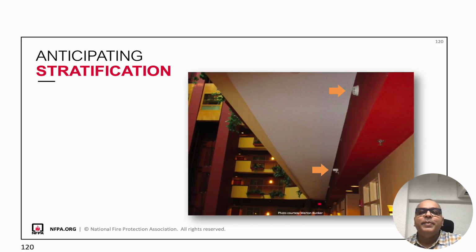Here is what anticipating stratification looks like in the field. We place detectors where smoke actually goes and not only where we hope that it will go. The orange arrows that you see, you have one smoke detector and one beam detector which will detect the smoke effectively.